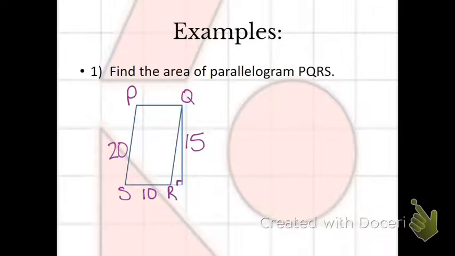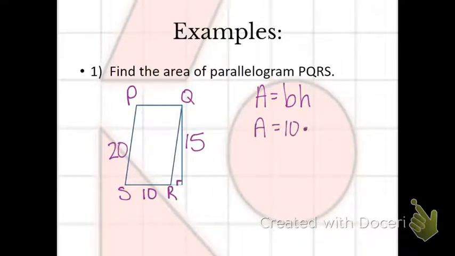Okay, so we've got parallelogram PQRS. We know that to find the area of a parallelogram, we need to take the base times the height. So you have to determine what is your base and what is your height. The base is probably more obvious, at least I hope so. Our base that we would use is SR, which has a length of 10.